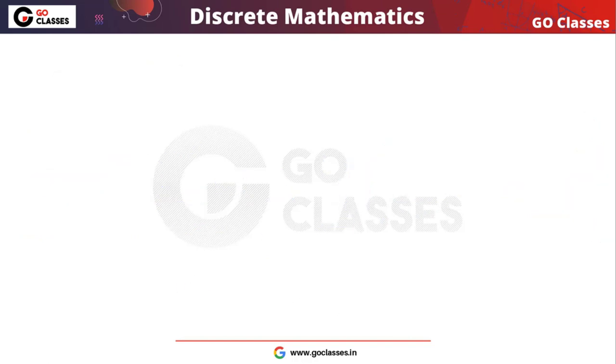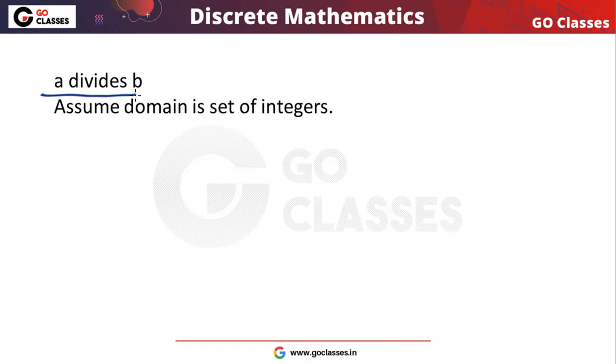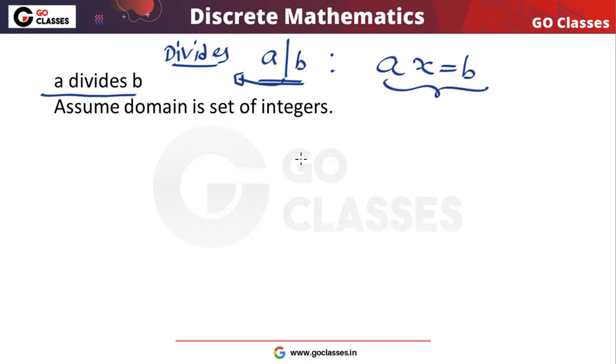Let's see the next example. A divides B, where the domain is the set of integers. So how can you write it? When do we say that A divides B? In general, this symbol means divides. So A divides B. General mathematics says that A divides B means there exists an integer x such that A x equals B. Then we can say that A divides B.